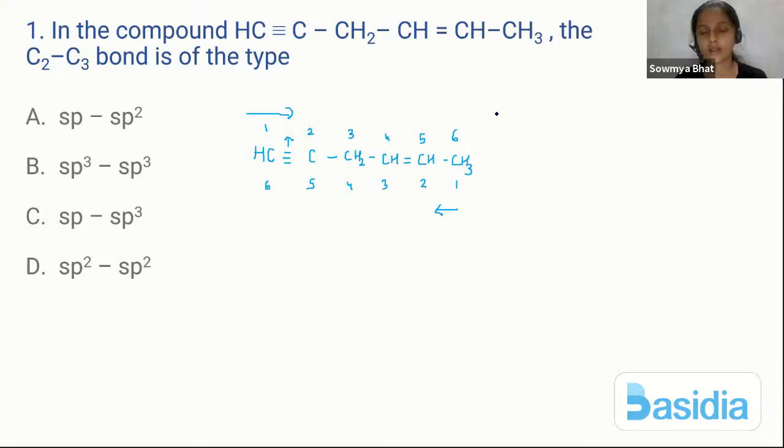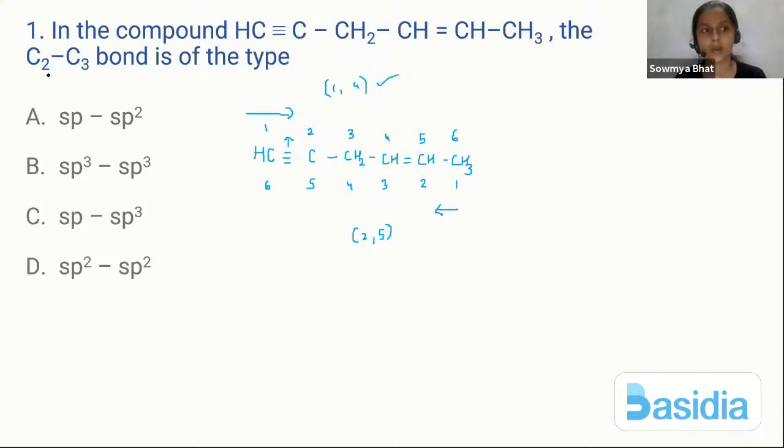And always the functional group should be given the minimum number. So here the triple bond is at first position and the double bond is at the fourth position. And if you consider here, the double bond is at the second position and the triple bond is at the fifth position. Always select the lowest set of locants. So this is the proper order.